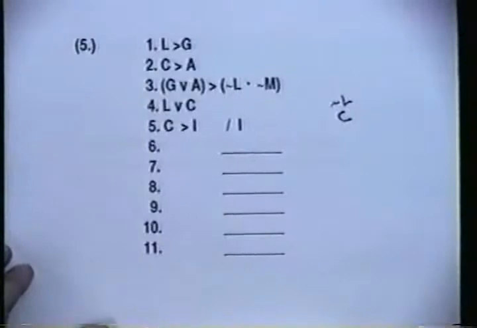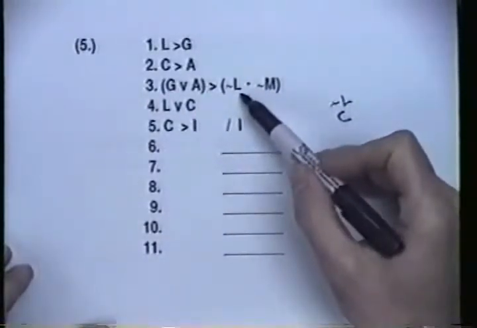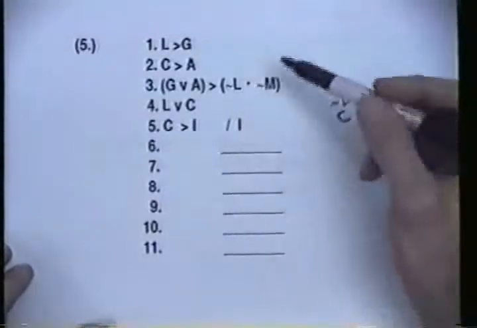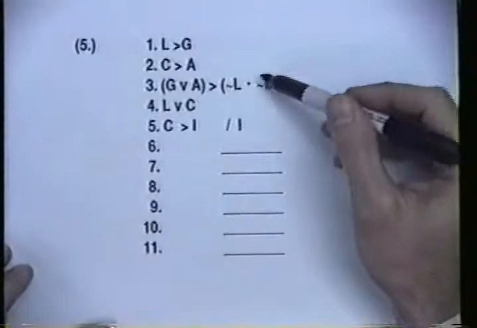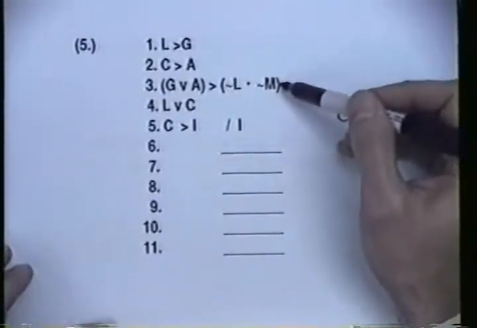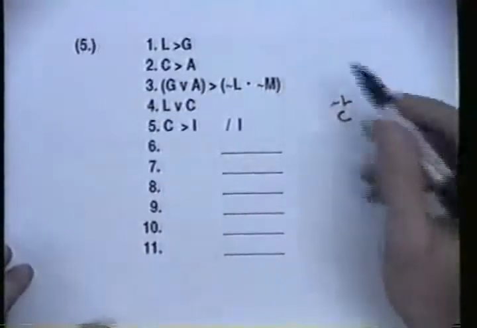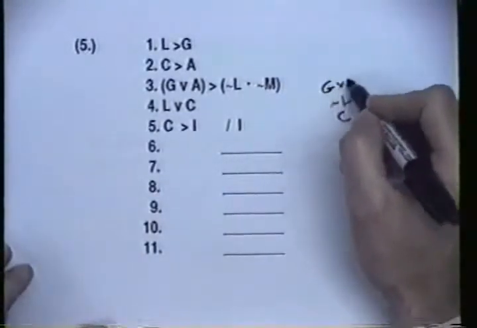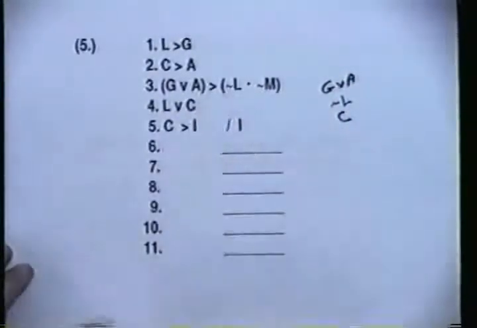Can we get not L? Well, hunt around and we see, oh, there's not L right here in line 3. So this is beginning to look pretty plausible. If we can get into line 3 with modus ponens, then we could get not L and not M and simply simplify that to get us not L. So that means, in order to do that, we need G or A, right? If we had G or A, then we could do modus ponens on line 3. So where are we going to get G or A?